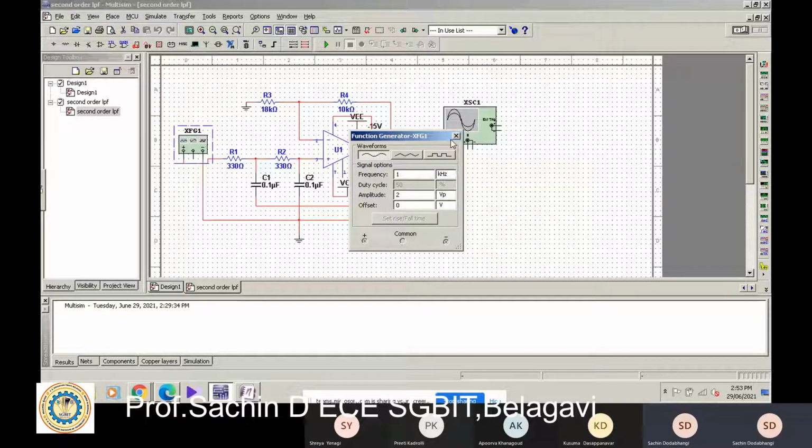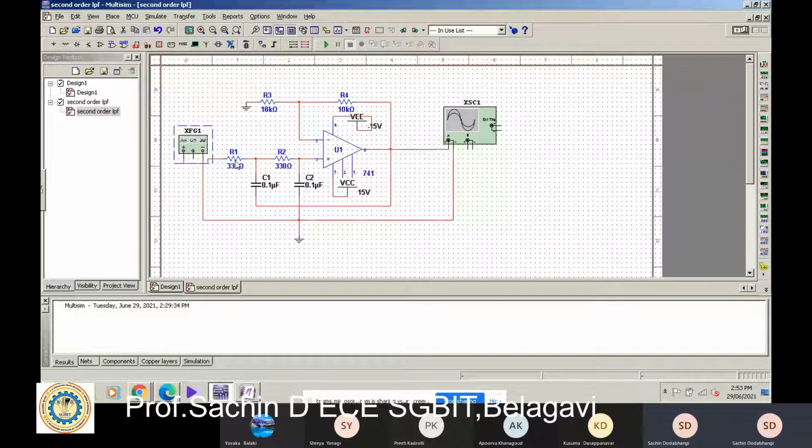Now we close it. So the design part is all. We will discuss this design part in the theory section. As I told you, in this design part, the frequency will be given. We need to select the capacitor value as 0.1 microfarad, and we will get R1 as 330 ohm.